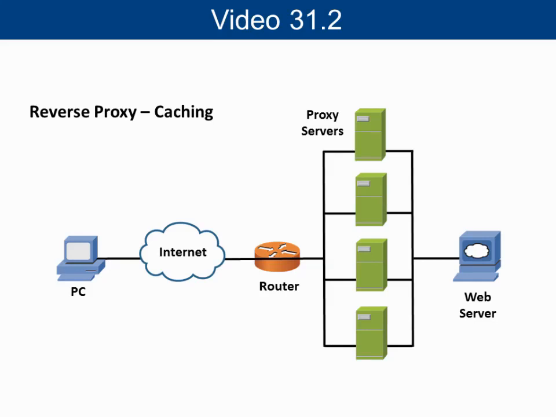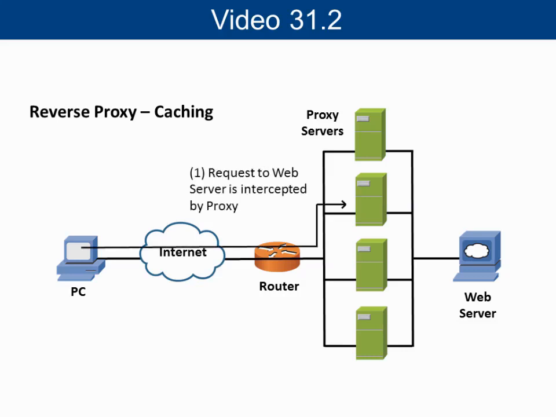Another form of proxy is the reverse proxy. This is not used to filter web traffic, but to cache frequently requested web pages to offload the demand off of a web server. So in this scenario, you can see that the web server is online and the proxy servers are in front of the web server. When a PC makes a request to a web server, instead of going to the web server, the proxy servers intercept the web request and can reply for the web server. This allows faster content loading and is a distributed form of caching web pages and offloading the demand to the web server.